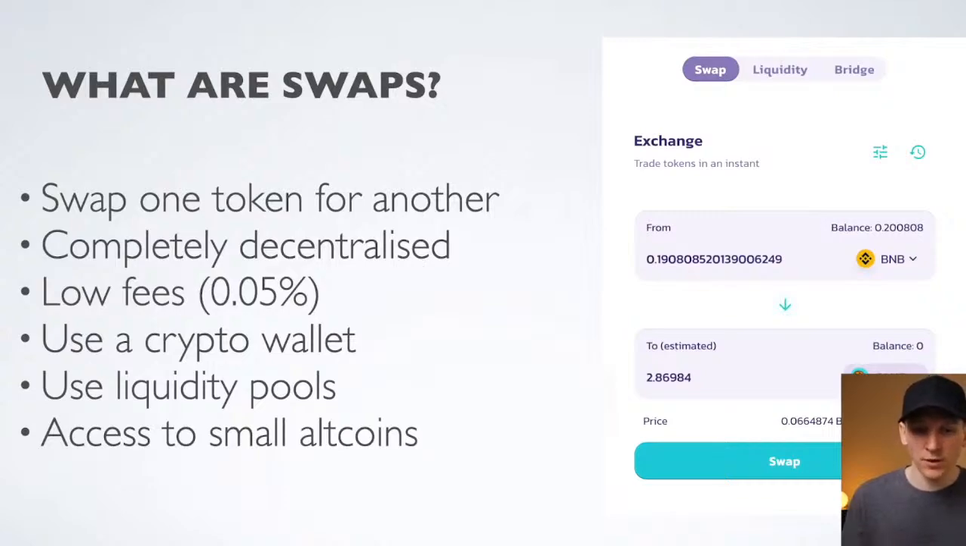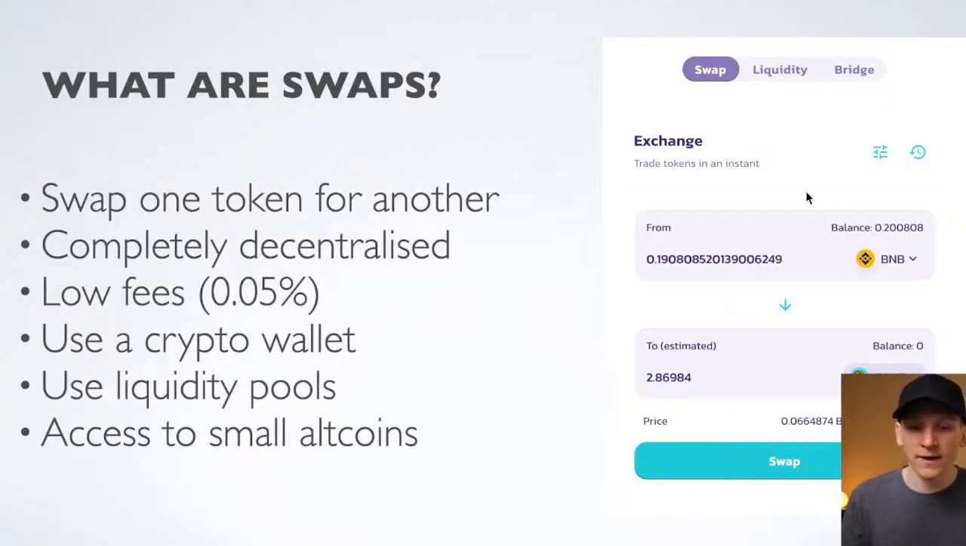What are swaps then? You can see right here, this is a swap. You can swap one token for another in a completely decentralized way. The fees are way, way lower, so that's definitely an advantage of a DEX. You have to use a crypto wallet though. This is not a company that is providing you a service. It's simply a computer protocol, and you need a crypto wallet and coins in a wallet to actually go ahead and swap. And the way that you swap is through a liquidity pool. So people put all of their coins in and then you can swap in and out of that pool.